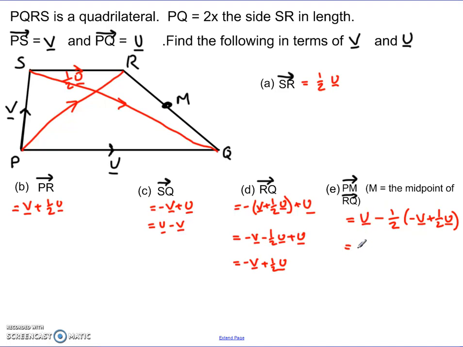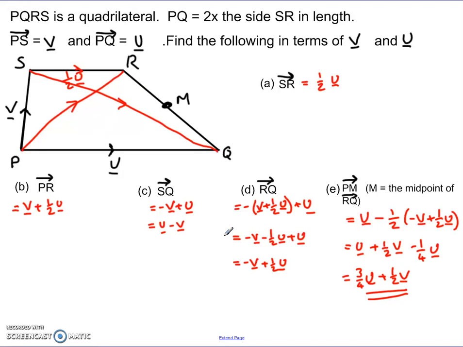So keep this vector here, the U. So I've got U, and then multiply out the whole thing. So I've got negative a half times negative V. So I've then got plus a half V. I've then got negative a half times a half U. I've then got minus a quarter U. And then it's a case of simplifying. U take away a quarter U, gives me 3/4 of the U plus a half of the V. So I've got my vector from P to M.